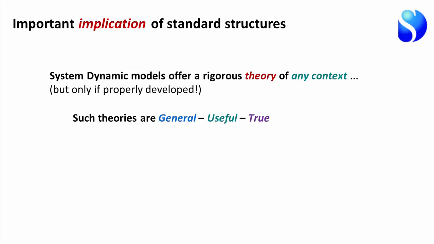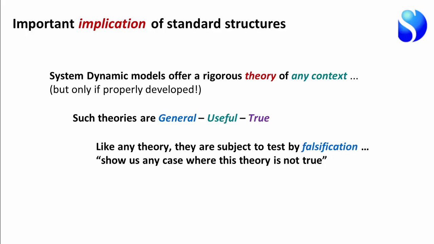So I think what we can do with our theories is we can go to the people that we're trying to help, and we can say, like any decent theory, we expose ourselves to falsification. Show us any case in which what we've just shown you is not true. We'll adjust our theory if you prove it's not true. But actually, a decent system dynamics model actually is a strong theory of the context that it is seeking to explain and help with. That's all I wanted to say.